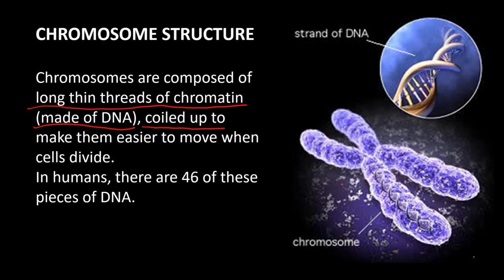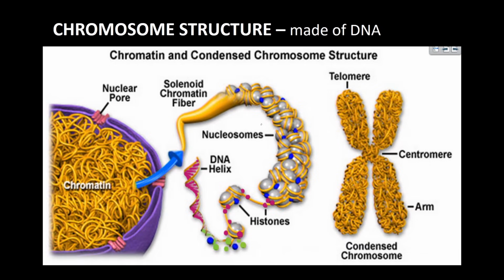And chromosomes are formed from the long threads of DNA which get coiled up. And you should also know that in humans, we have 46 of these chromosomes. In other words, we have 46 of these pieces of DNA. Now, if we look at this picture, here is the nucleus. And you can see it's chock-a-block full of these chromatin threads.